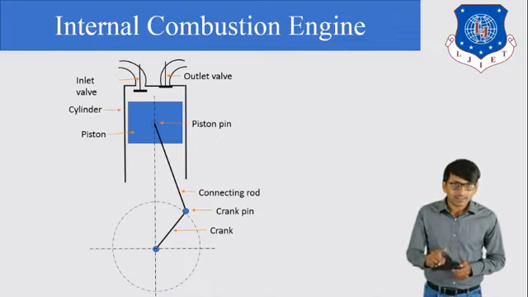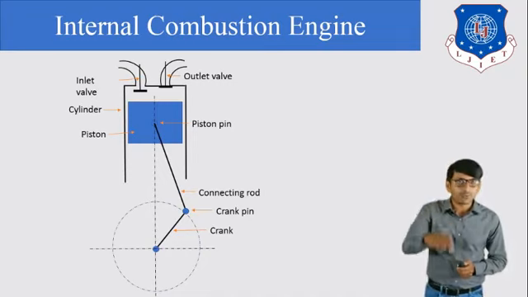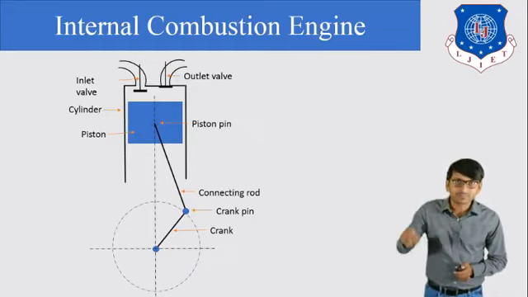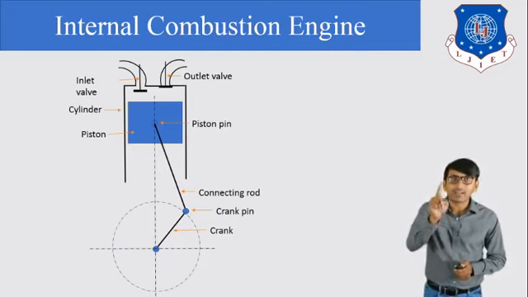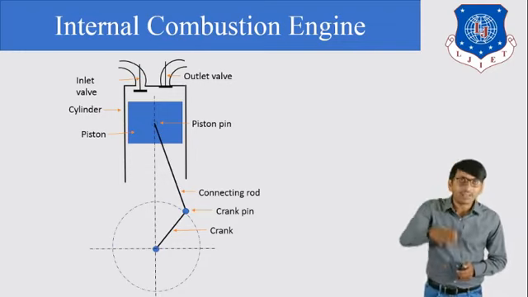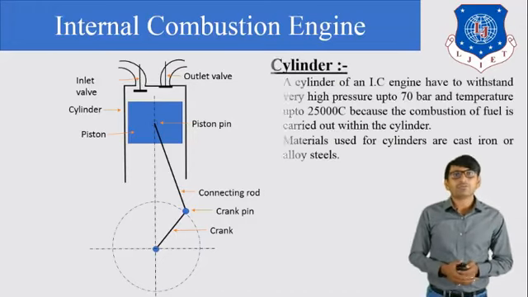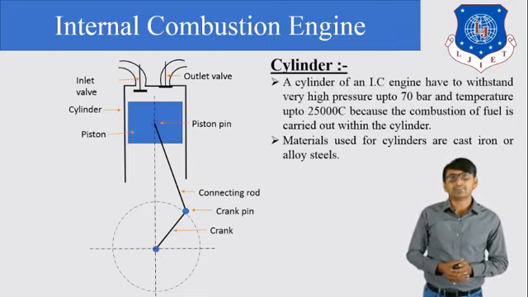Now in an engine, the piston moves in reciprocating motion. It means top to bottom, bottom to top, top to bottom. And the crank rotates in circular direction, rotary motion. So there are mainly two motions. The crank rotates in rotary motion, and due to that the piston moves upward and downward. Okay. Now we have to start with the first component of the engine, that is the cylinder.